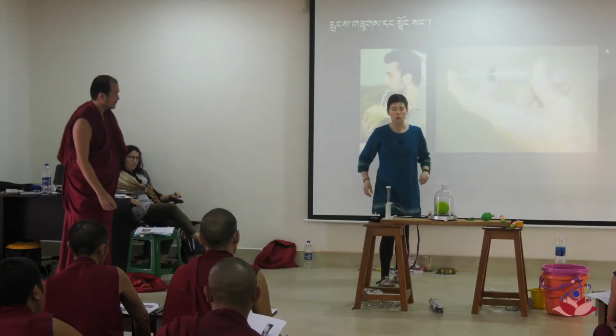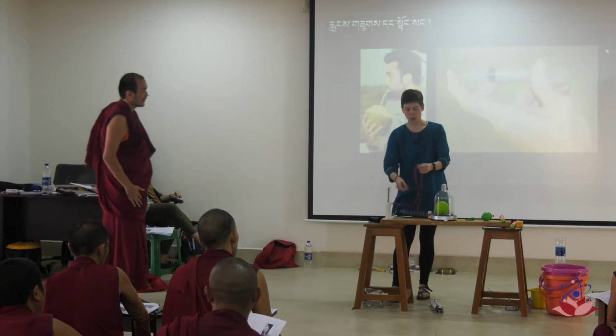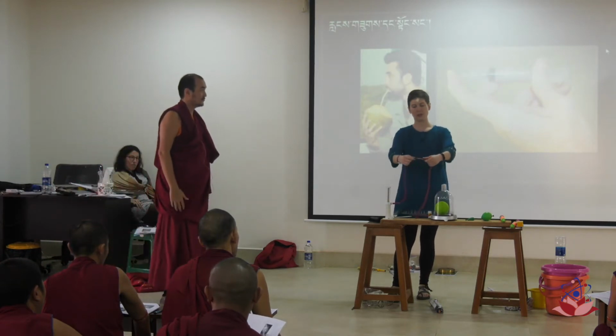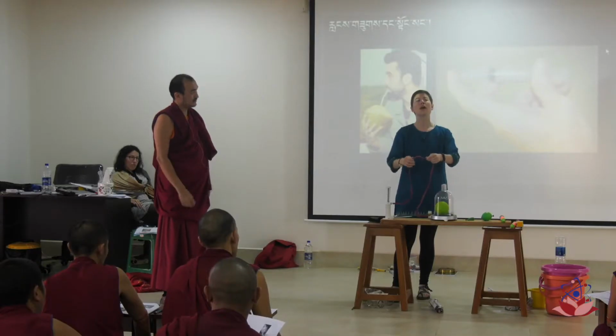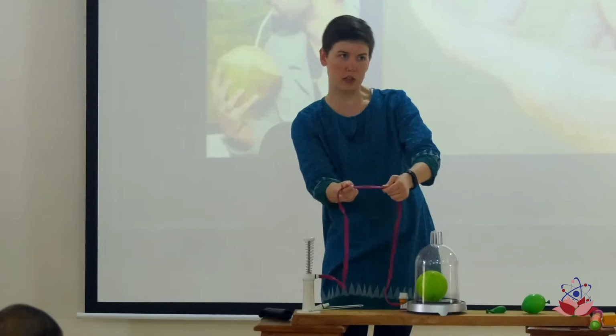So the other thing that might be hard for you to see is this tubing which connects the pump to the vacuum bell is now flat. And normally it's round, but because of the vacuum, all of the air around us is pushing this closed.